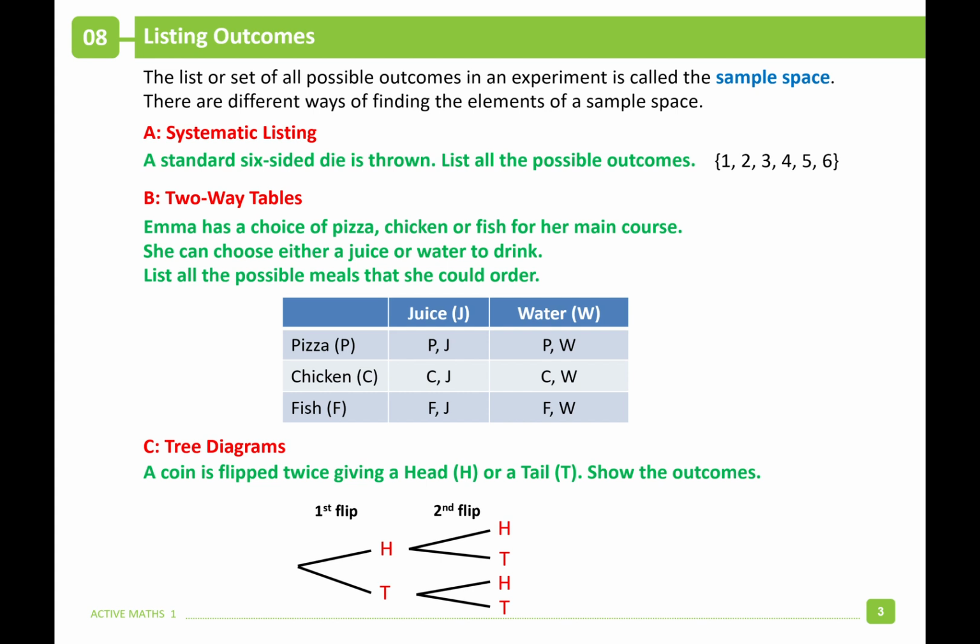And then from these outcomes, we look at the possible outcomes for your second flip. If I got a head in my first flip, I can get a head or a tail in my second flip. If I have a tail in my first flip, I can have a head or a tail for my second flip. We combine the branches to find our possible outcomes. Our possible outcomes are head and head, head and tail, tail and head, or tail and tail.